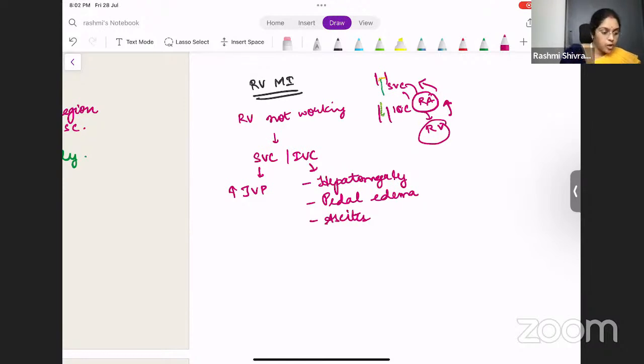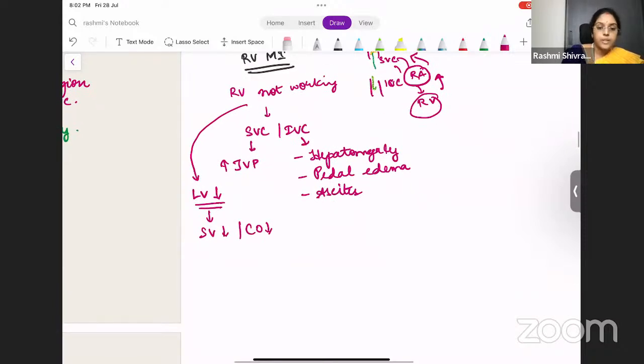Okay. So what happens when the right ventricle is not working? What more happens? There is less blood in the left ventricle. Because there is less blood in the right ventricle, there is less blood in the left ventricle also. Because the pulmonary circulation is affected, because the pulmonary backflow is reduced, the left atrium gets less blood. So the left ventricle also receives less blood. Because of this, what happens? The stroke volume decreases or the cardiac output decreases. So when the cardiac output decreases, the patient will have hypotension, isn't it? So what happens? Increased JVP, hepatomegaly, pleural effusion, ascites, and the patient will have hypotension.